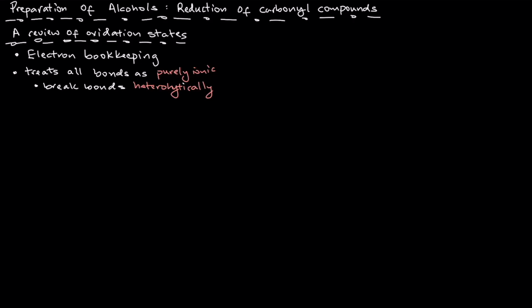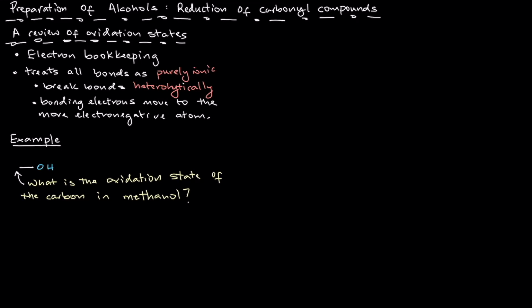This means that when doing your electron counting and accounting for where electrons are, you want to separate out a bond in a heterolytic manner where the bonding electrons move to the more electronegative atom. And from there, you can then assign oxidation states to every single atom within an organic molecule. Let's do an example. For this example, we're going to consider methanol, so CH3OH. And what we're going to ask is, what is the oxidation state of the carbon atom in methanol?